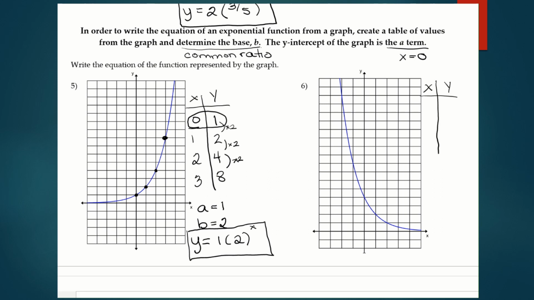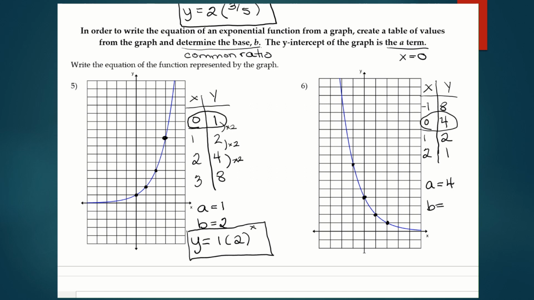Let's pick out some points that are very clearly written here. That one's a nice one. This one's nice. This one's nice. And then it might get a little crazy. Okay, so looking at the points that I've marked out, I see -1, 8. I see 0, 4. I see 1, 2 and 2, 1. Here's my y-intercept. So a is 4.